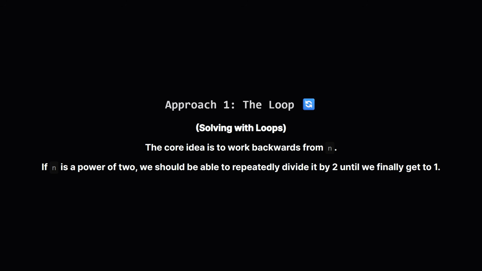Alright, let's think about our first approach. The problem gives a follow-up hint about solving without loops, which implies that a solution with a loop is a good place to start. So how would that work? Well, imagine we have the number 16. If we divide it by 2, we get 8. Divide by 2 again, we get 4, then 2, and finally, 1. The fact that we can do this perfectly until we hit 1 is the key.